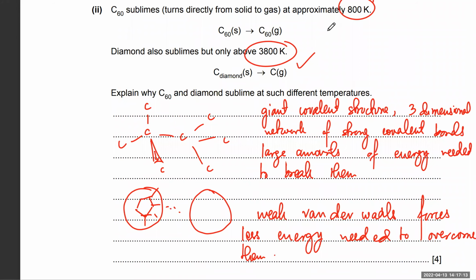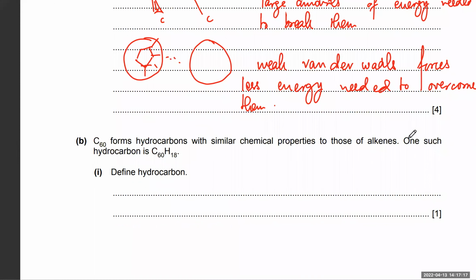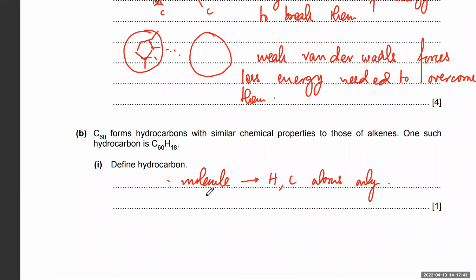So the next one, you've got C60 forms hydrocarbons with similar chemical properties to those of alkenes. Okay. One such hydrocarbon is C60H18. Define what a hydrocarbon is. It's a compound or a molecule which contains hydrogen and carbon atoms only. So that's the hydrocarbon, that's it. 1 mark.